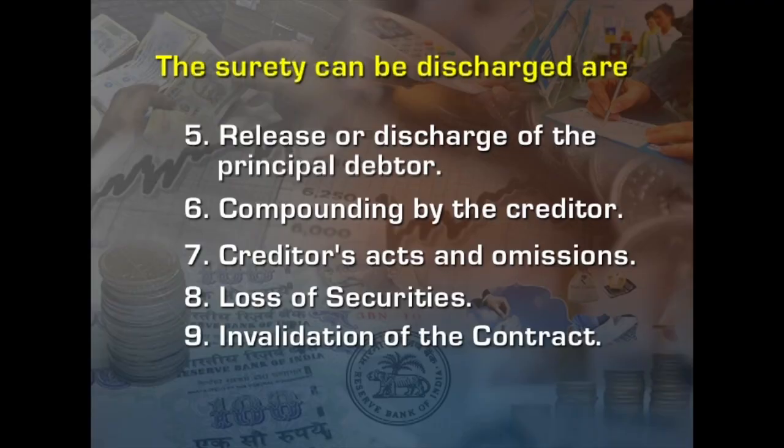9. Invalidation of the contract. Under Sections 142 and 143 of the Indian Contract Act, any guarantee obtained by misrepresentation or by concealment of material circumstances is invalid.